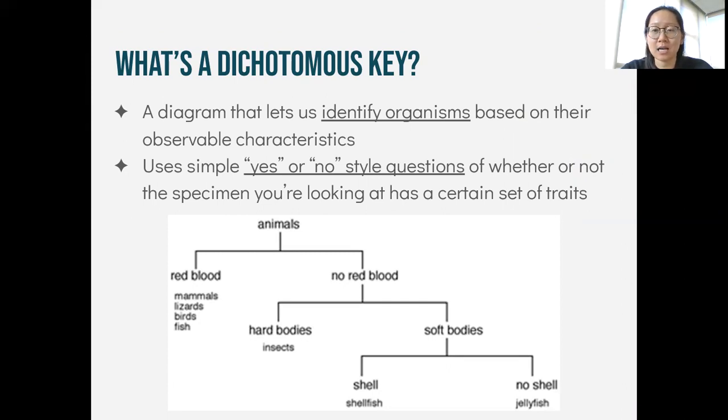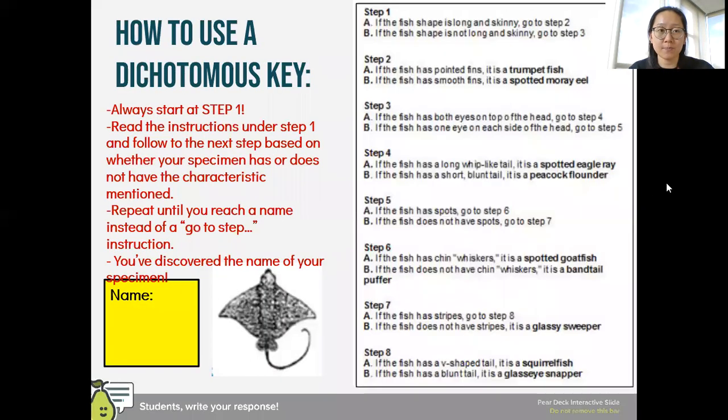So you're not going to be asked on a dichotomous key to talk about genetics or behavior. It's usually going to be physical traits of the organism. And it's nice to use because it's a yes or a no. It's black or white, left or right, right? You either have the trait or you don't have the trait, and then you move on to the next step of identification based on whether or not an organism has a characteristic.